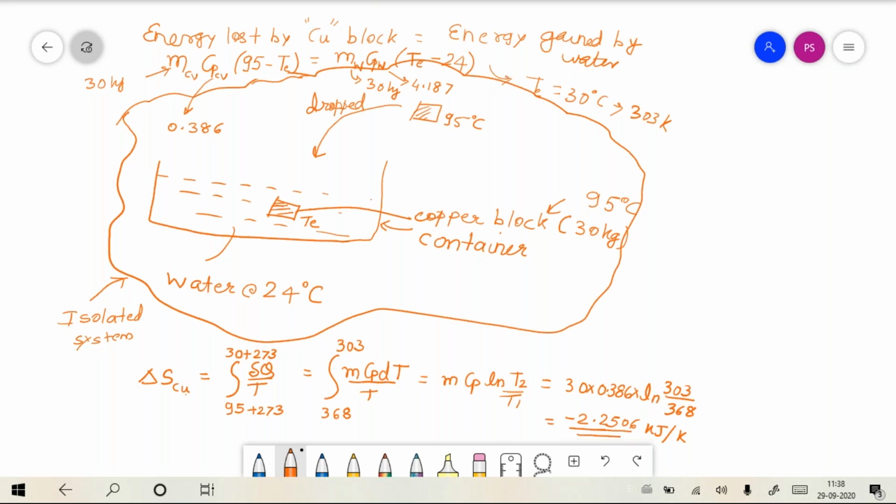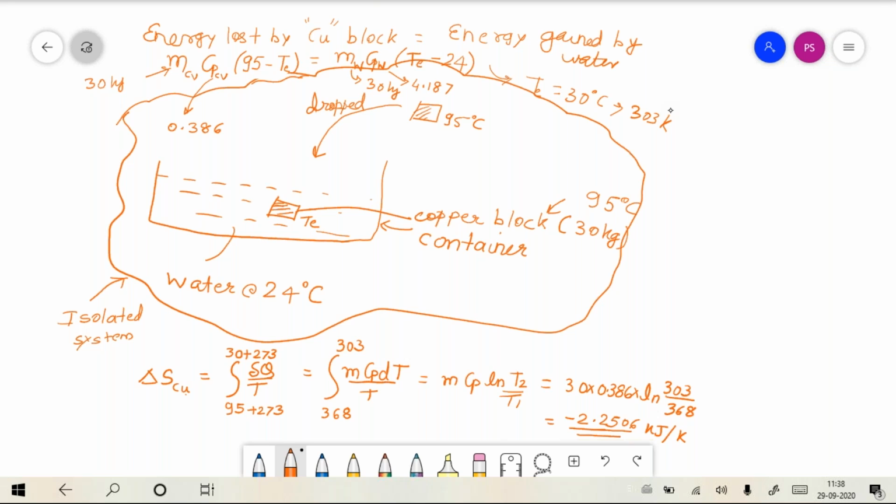Okay. And now you have to calculate the entropy change of water. So you calculate using the similar method now. Calculate the entropy change of water now and tell me the answer.